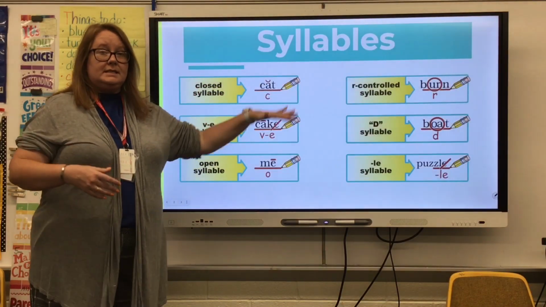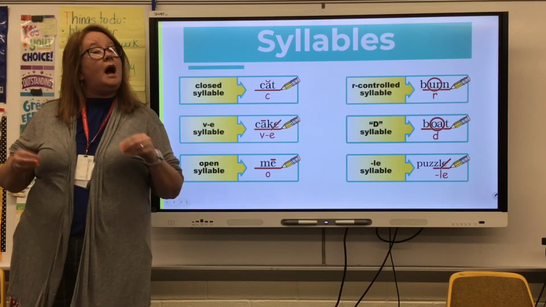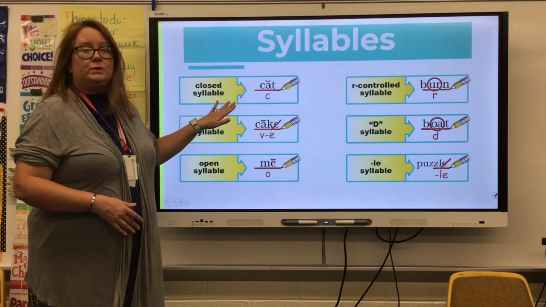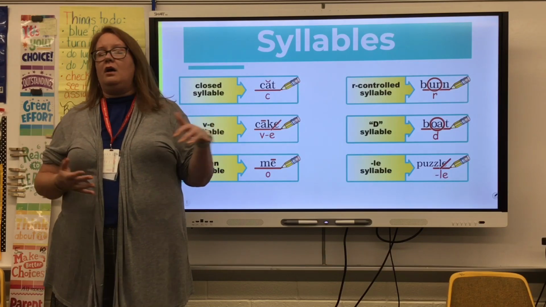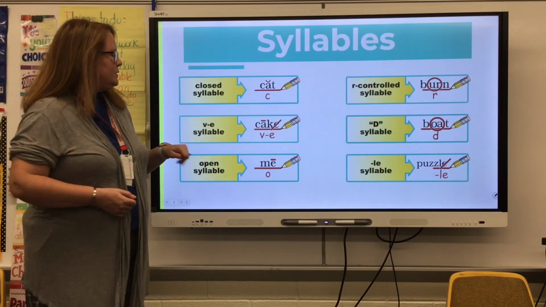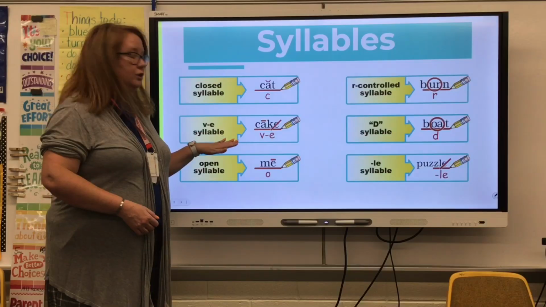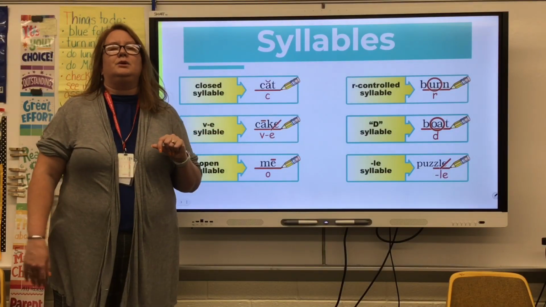There are 6 different syllable types. The most common syllable type is the closed syllable. So if you know that one, you can read almost 50% of all the syllables out there, at least close to. After that, you're going to learn about vowel-consonant-e syllables.